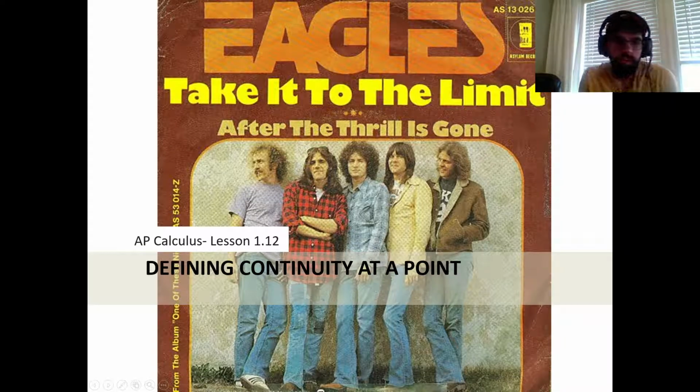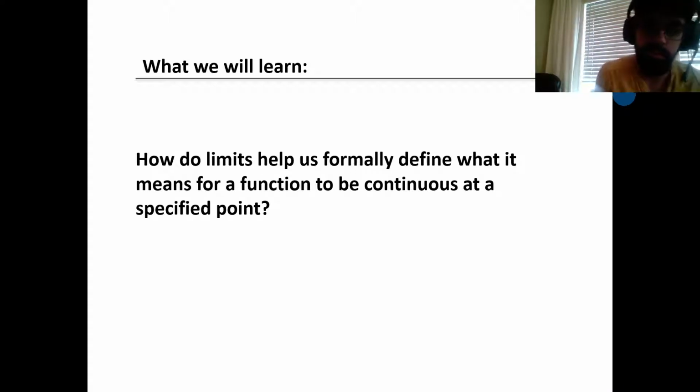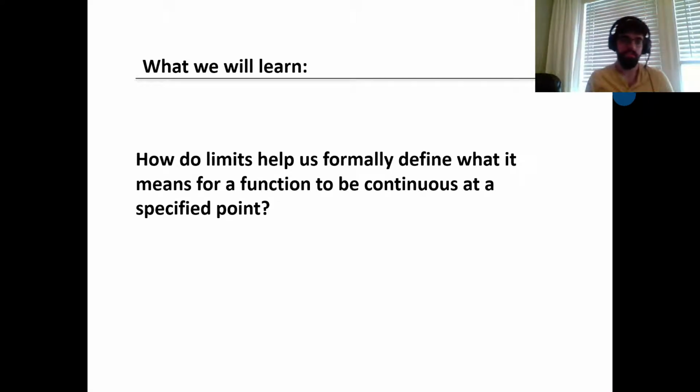So this is Unit 1, Lesson 12 for our AP Calculus course. The unit is called Limits and Continuity. The lesson is called Defining Continuity at a Point. What we're going to learn in this lesson is how limits help us formally define what it means for a function to be continuous at a specific point.